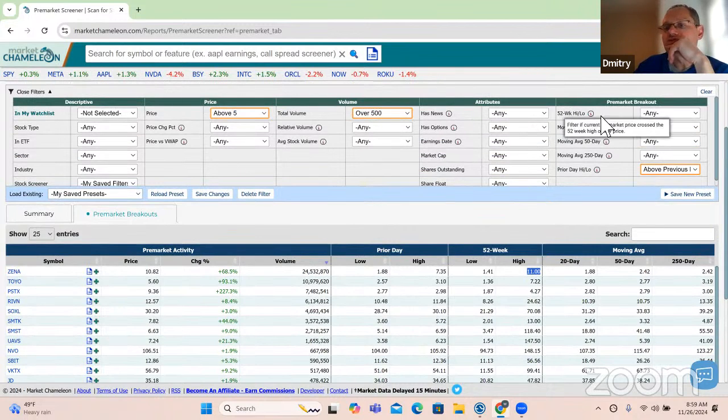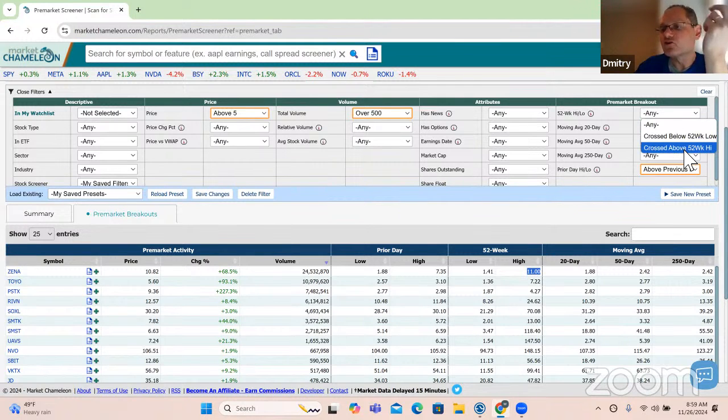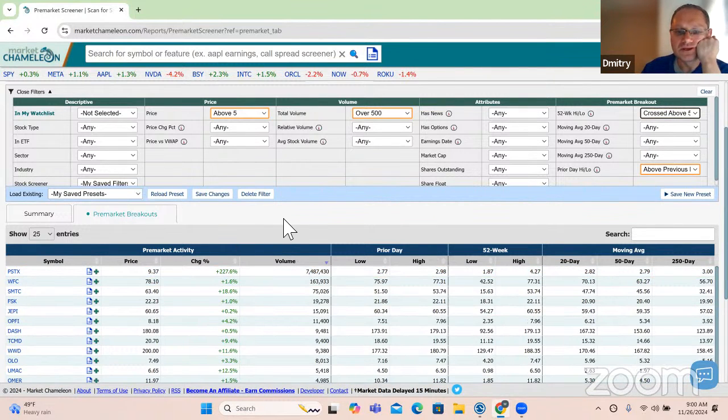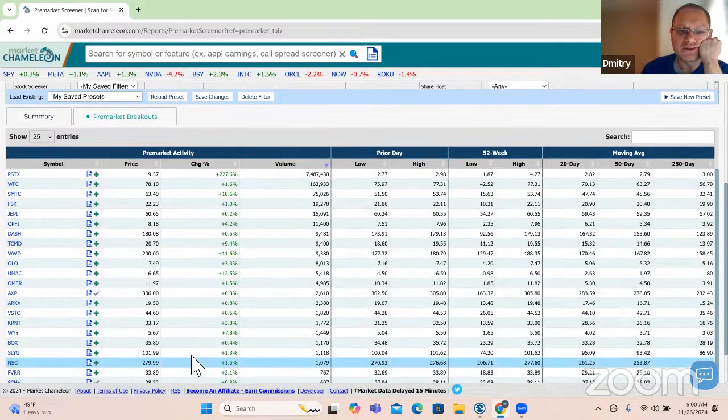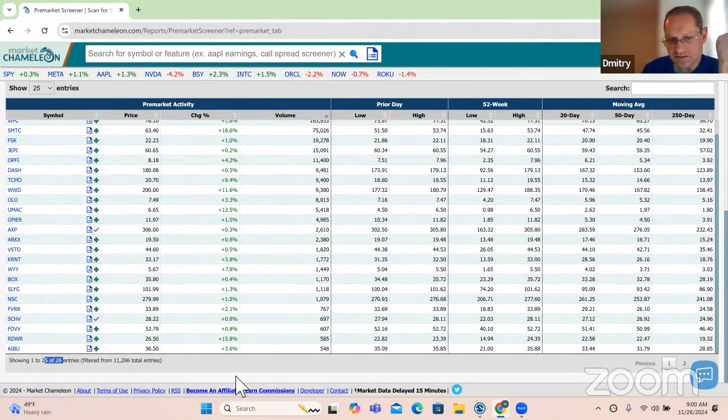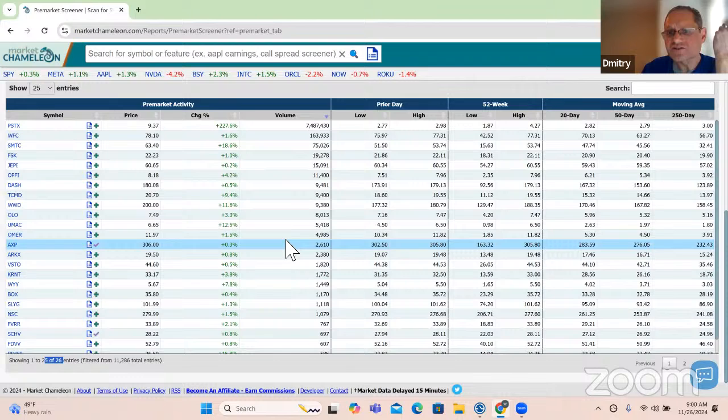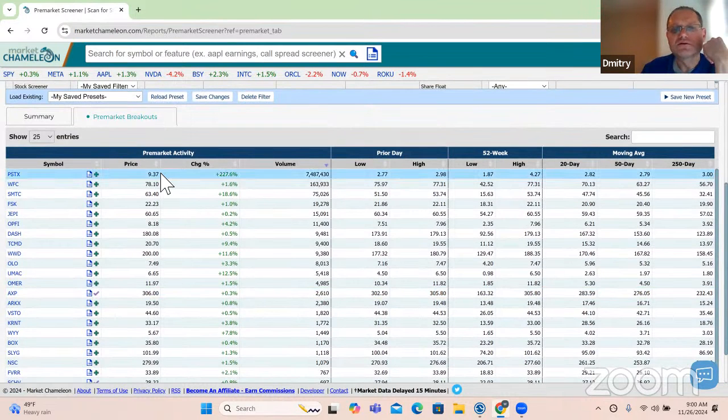And we'll do 52-week high low. And let's say we want it to be above, across the 52-week high. Keep in mind, this is as if we're comparing the pre-market versus yesterday's stats. So we'll cross above 52-week high, click that. And now we narrowed it down to 26. So 26 stocks are doing that. Trading, you can see here, trading above yesterday's range and 52-week high low.